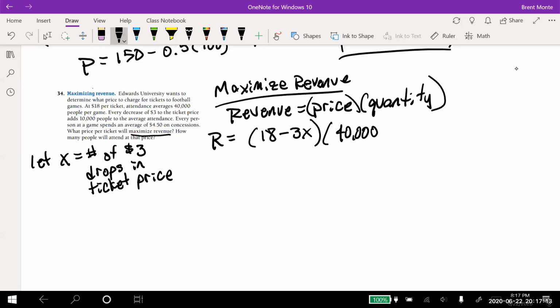So it's 40,000, but the attendance is going to increase by 10,000 people for every time we decrease the price by $3. This is going to be my new revenue from ticket sales. We haven't done the concessions yet.